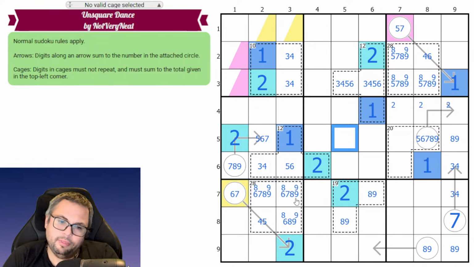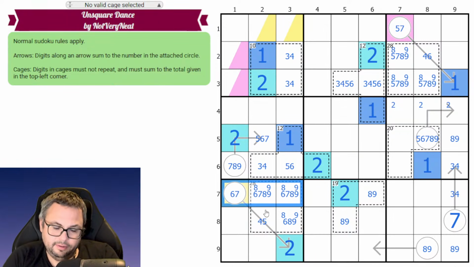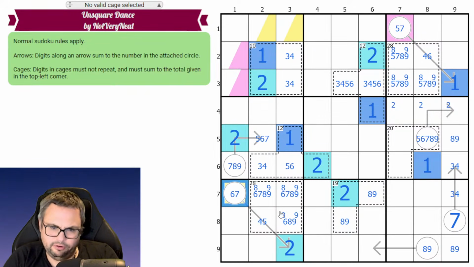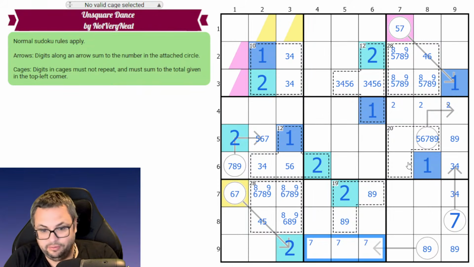Okay, we know now that one of these cells is 7. Because there's either a 6 or a 7 in this cage. And if there's a 6 in the cage, this arrow is 7. That's an incredibly weird deduction to phrase, but there's a 7 looking across here. So there's a 7 looking across here is the point.